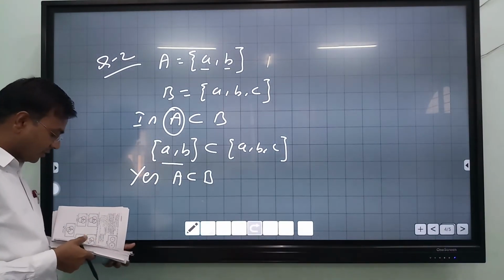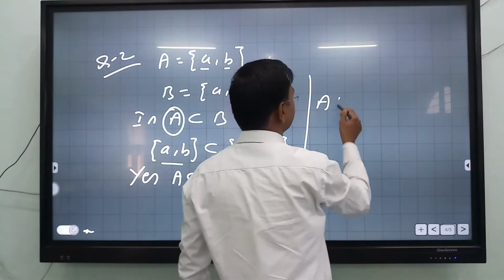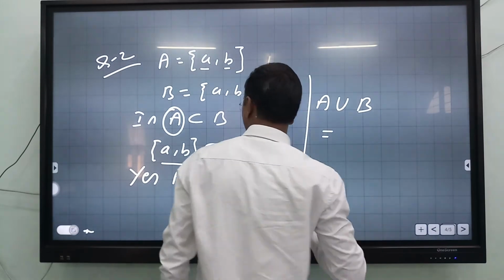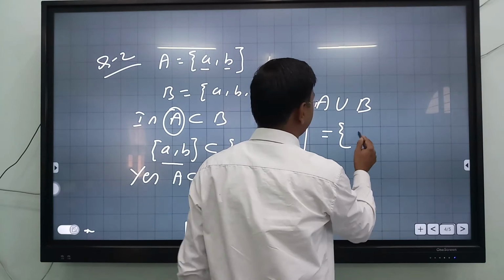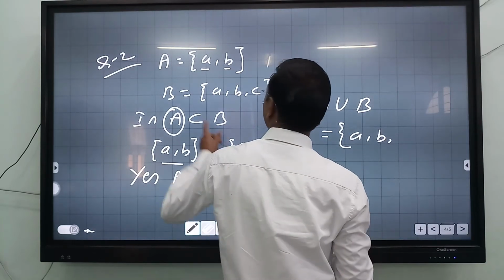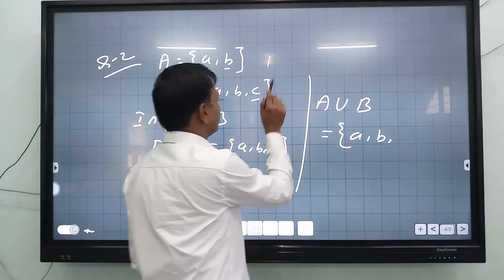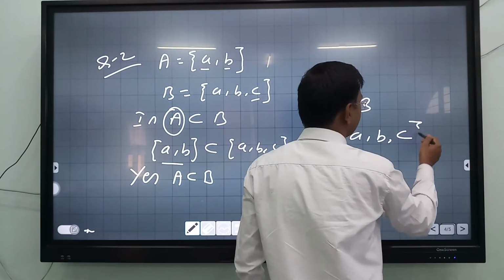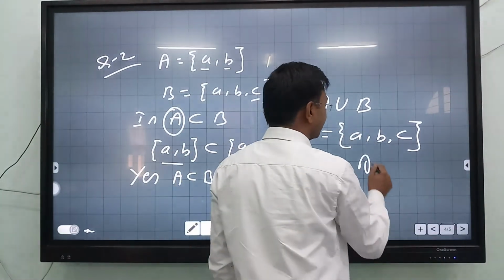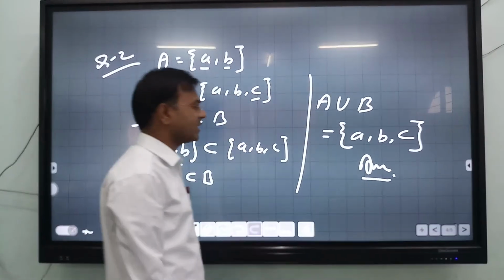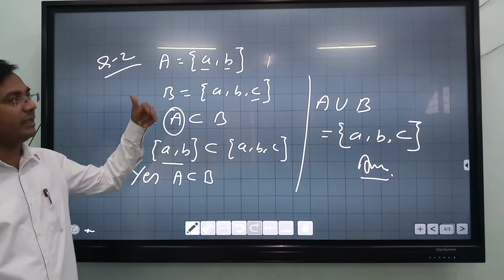Further, what is A union B? Let's find it. A union B is: write all elements of A, that is a, b, and all elements of set B, that is a, b, c. a, b are already written, so only c is left. So A union B equals {a, b, c}. This is the answer. In exercise 1.4, the questions are related to A union B, A intersection B, and A minus B.